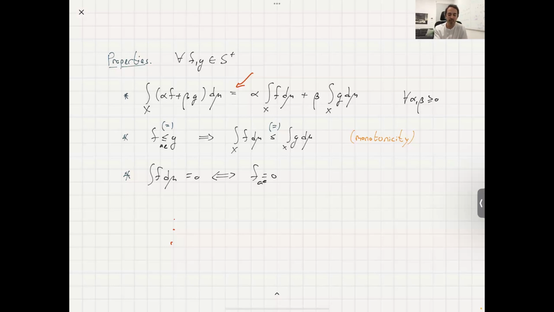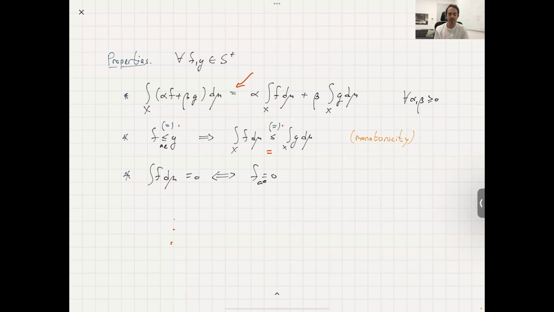For example, if f is smaller or equal than g almost everywhere, then the integrals respect this ordering, right? It's kind of obvious if f is smaller or equal than g, period. But when it happens almost everywhere, really the only difference is something which has measure zero. The integral of that difference is 0, so you don't even see it, and you get the inequality. And of course, it also holds with equality, if you have equality on both sides.